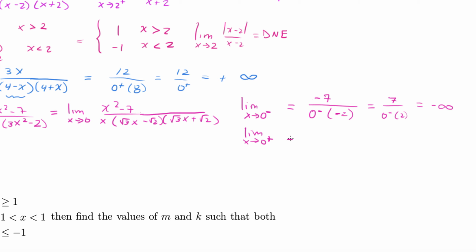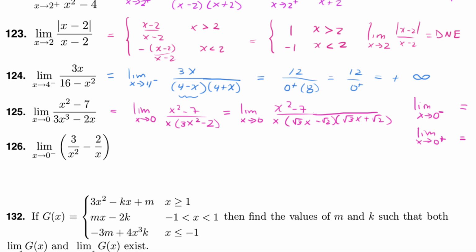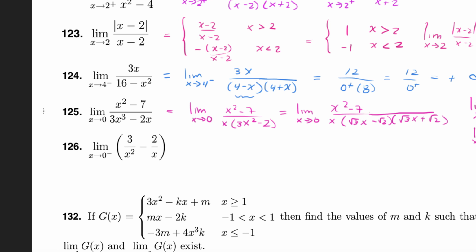I know it's messy, but stay with me. It's going to be negative 7 on the top. It's going to be 0 from the right on the bottom times negative 2. Negative over negative is positive, so it's going to be 7 over 2 times 0 from the right. That's going to give me positive infinity. Therefore, this limit does not exist. So, does not exist.